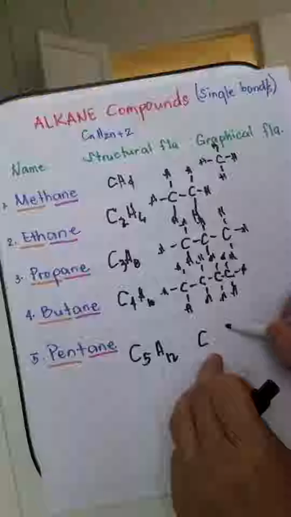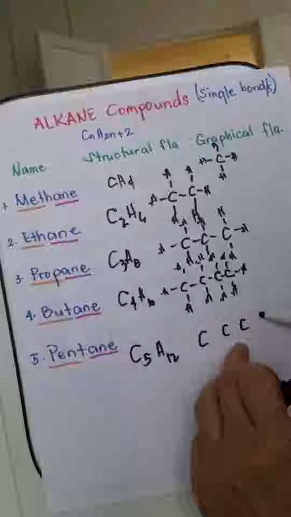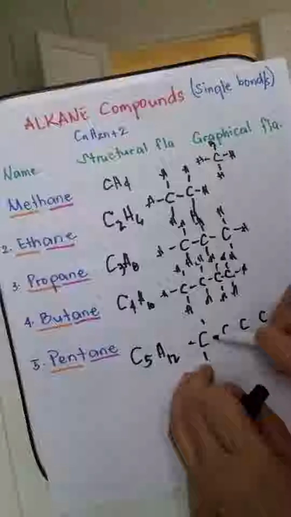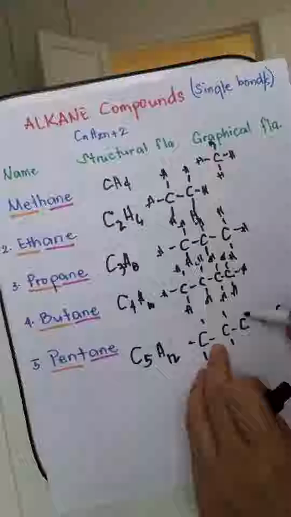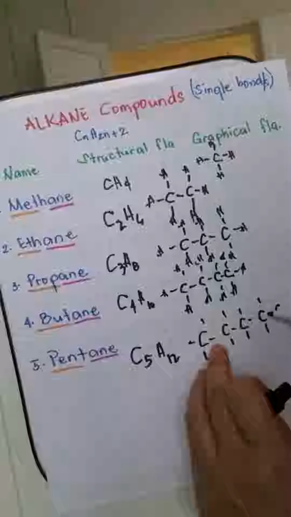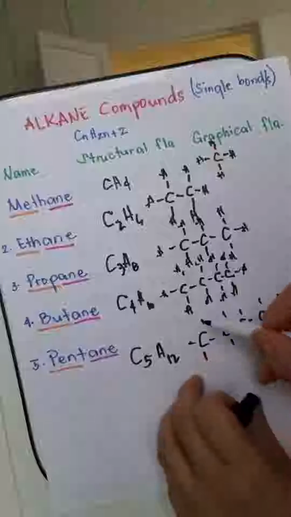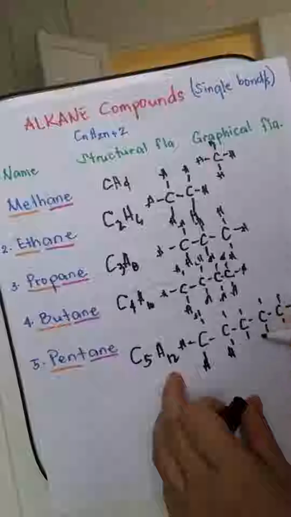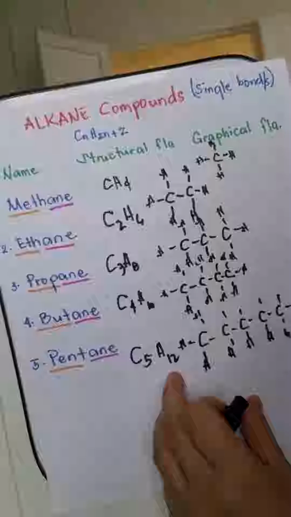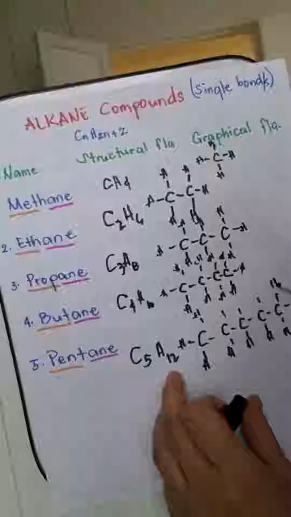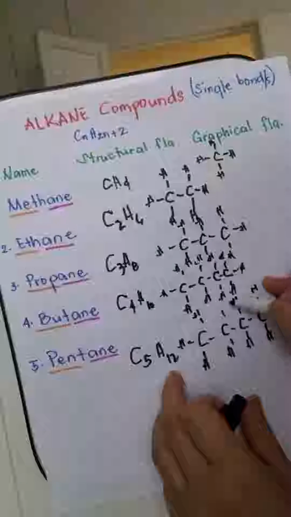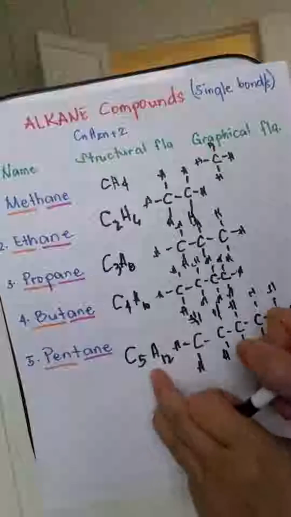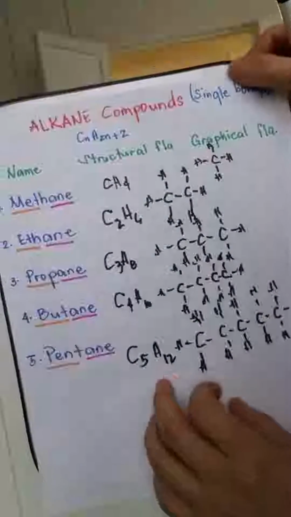So again, you write the 5 carbon atoms, 1, 2, 3, 4, 5, and to each carbon atom assign 4 covalent bonds, and same thing until the end. You have to put 4 covalent bonds on each, and then at the other end of that covalent bond assign hydrogen atoms. Okay, so now you get the idea on how to solve for the structural formula as well as the graphical formula for the alkane compounds.